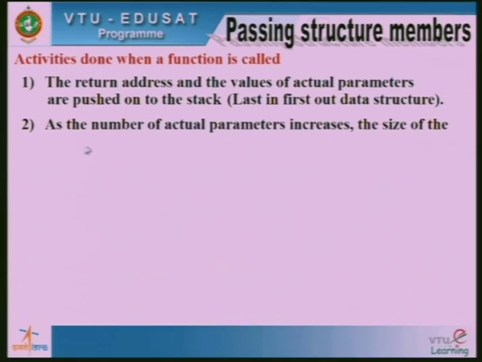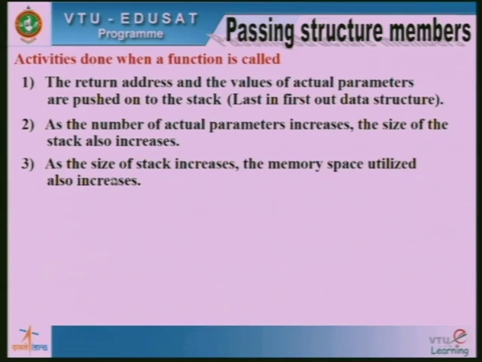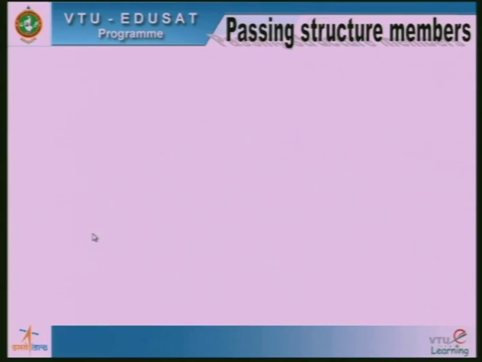And point number 2 is, as the number of actual parameters increases, the size of the stack also increases. So if you observe here, the values of the actual parameters are pushed onto the stack. So as the number of parameters increases, the size of the stack also increases. Third point is, as the size of the stack increases, the memory space utility also increases. So that is the reason, instead of passing structure members, let us go for passing structures.